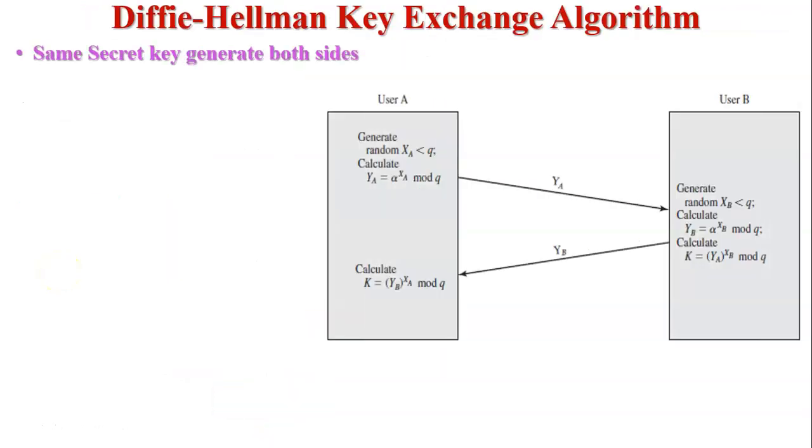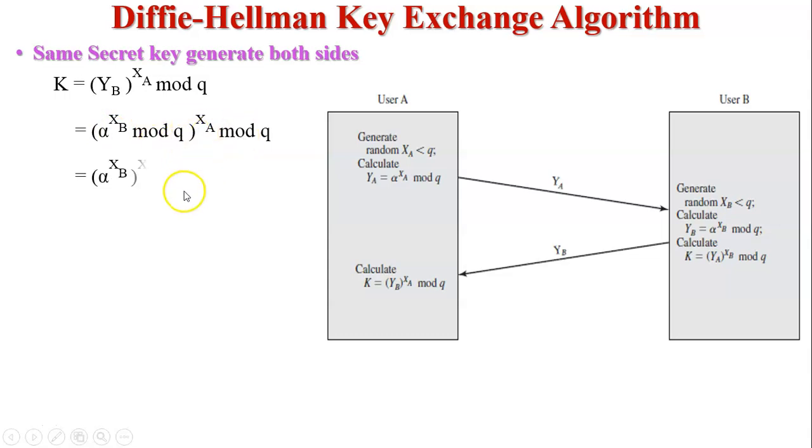So how is the secret key generated on both the sides? First of all, from the user A side, the equation K is equal to YB raised to XA mod Q. Now see in this figure, K is equal to YB raised to XA mod Q. Now put the value of YB from the user B side. YB is equal to alpha raised to XB mod Q. Now put over here, replace the YB value: alpha raised to XB mod Q, raised to XA mod Q.